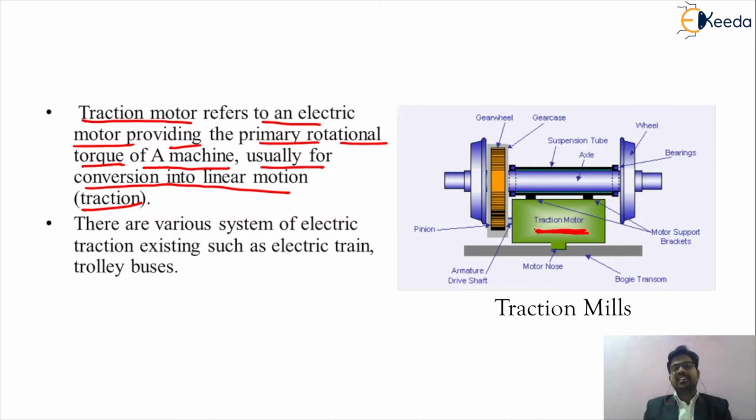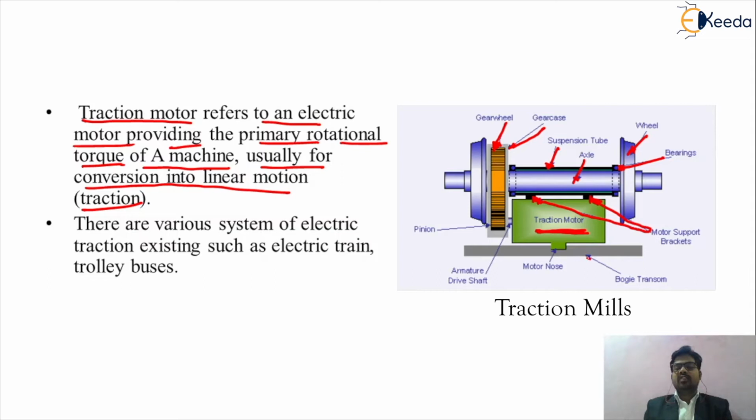So friends, this is one type of traction motor which will be coupled to the system. These systems are composed of various devices: the gear wheel, the gear case, the suspension tube, the axle, the wheel, the bearings that we are connecting, and the motor support brackets. Why are we using these motor support brackets? Because we have to support, or connect, that particular motor to that particular wheel.